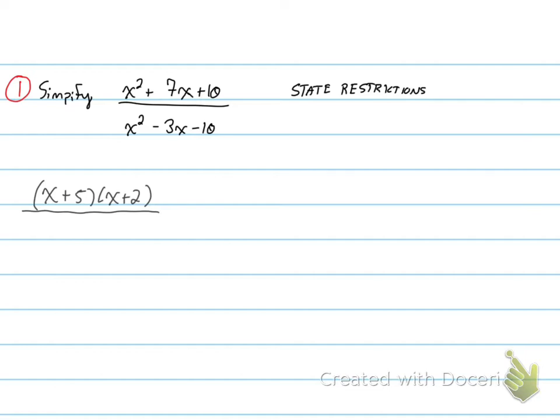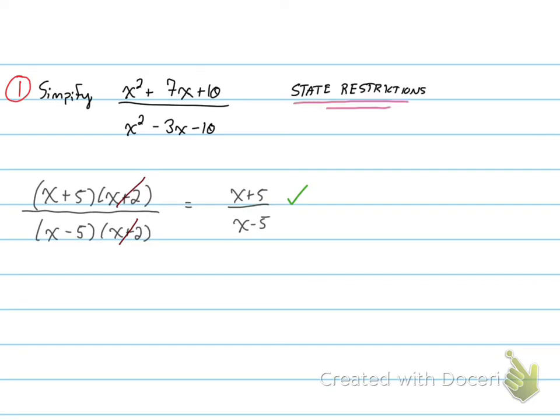To start to simplify, it's going to be easiest to look at these in factored form. In the numerator, two numbers that multiply to give me 10 and add up to give me 7 would be 5 and 2. So I'm going to change that to x plus 5 times x plus 2. In the bottom, I'm going to do the same thing. Two numbers that multiply to give me negative 10 and add up to give me negative 3 would be negative 5 and positive 2. Now that I have these in factored form, I see that x plus 2 cancels out on the top and bottom. So in simplified form, my expression would be x plus 5 over x minus 5. I know this is simplified because nothing else cancels on the top and bottom.